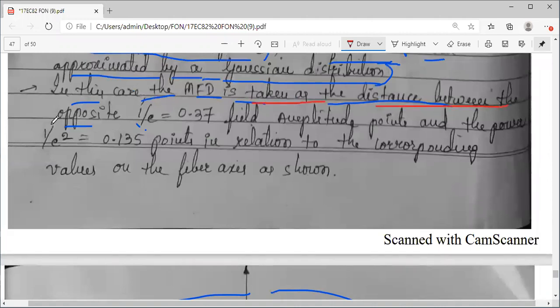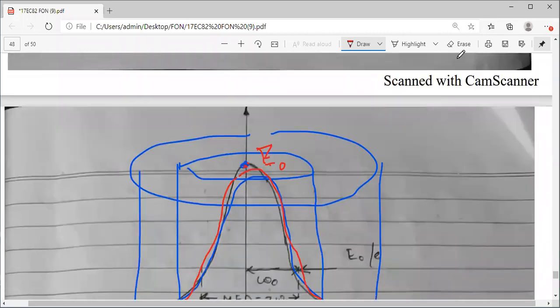It is taken as the distance between the opposite points. I'll explain what it is. What is the value you have to take? 0.37. You have to take the value 0.37, not 0.707. It is 0.37 field amplitude points.